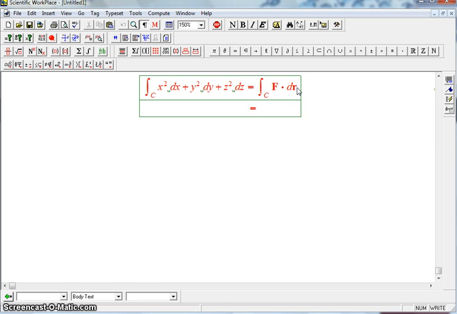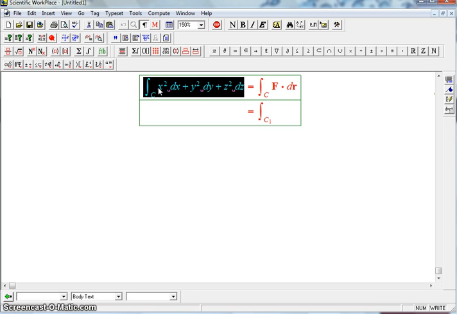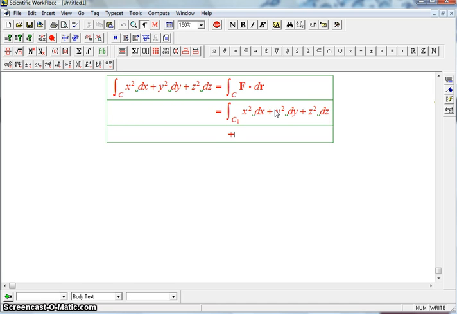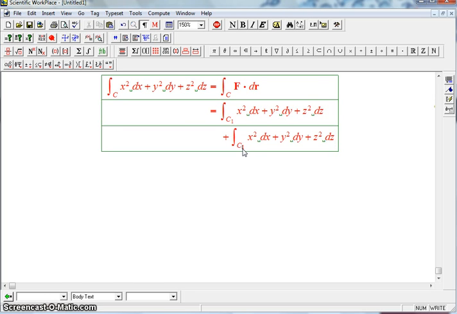Well, because C is two separate pieces, we have to do it separately. So let's call it the integral over C1 of all this stuff, plus the integral over C2. That's the second straight line. And for each one of those, we're going to parameterize it.